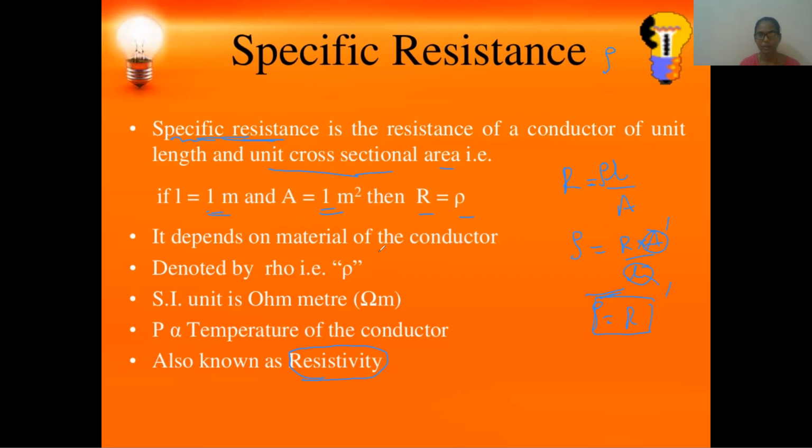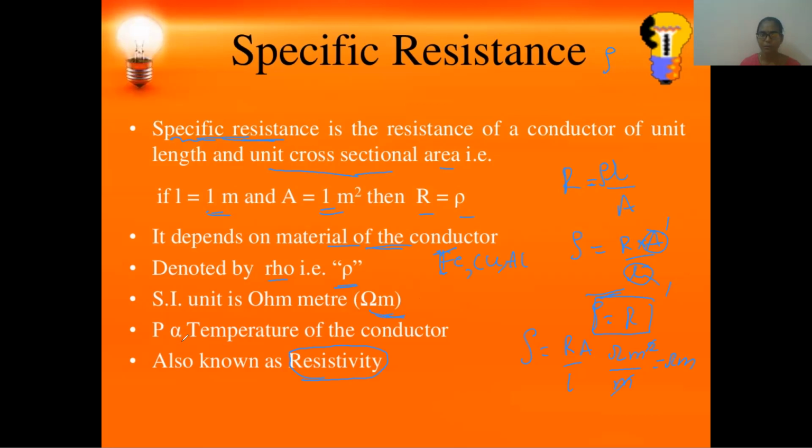It depends on the material of a conductor. Iron will have a different value, copper will have a different value. If you take aluminum, all the materials will have different resistivity, denoted by the symbol rho. Here, resistivity is equal to R A by L. Where R is resistance in ohm, area is in meter square, and length is in meter. You can cancel one meter, and what you get is ohm meter. The unit of resistivity is ohm meter.